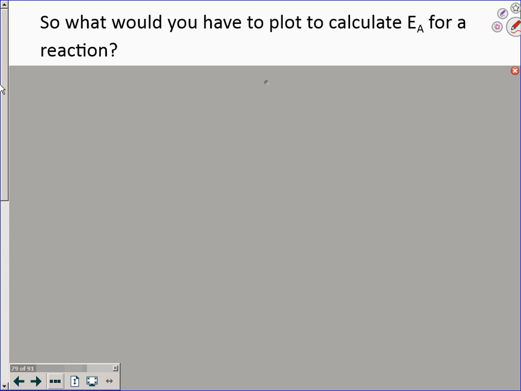Okay, so I want you to draw the graph of what the Arrhenius equation would look like. Sketch your graph. Start with the axes.